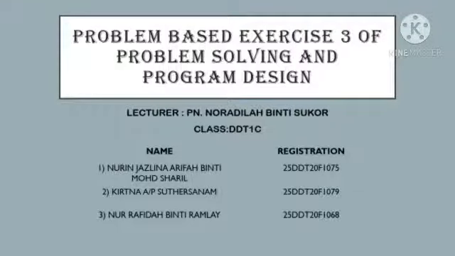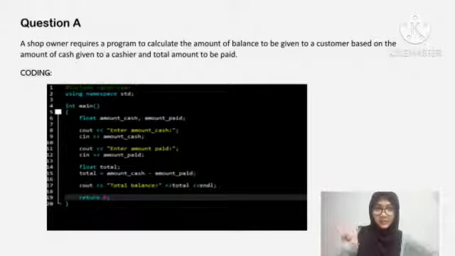In the problem-based exercise 3, I explain question A. So the question is, a shop owner requires a program to calculate the amount of balance to be given to a customer based on the amount of cash given to a cashier and the total amount to be paid.